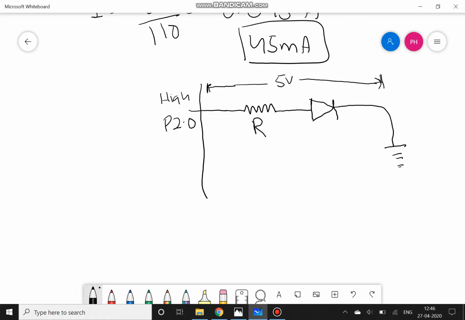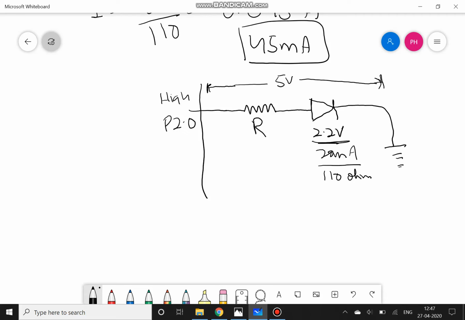What is desired here is that only 2.2 volts should come across this LED. So using this information, we can calculate the value of this resistance. Of course, this 2.2 volts is for a 3 mm green LED. If we are using any other LED, we should first know its operating voltage and operating current. Here the operating current is 20 milliamperes, and we have already calculated its resistance as 110 ohms.